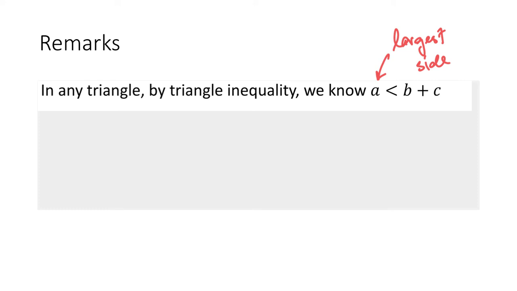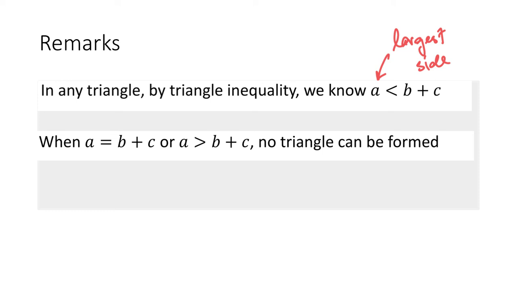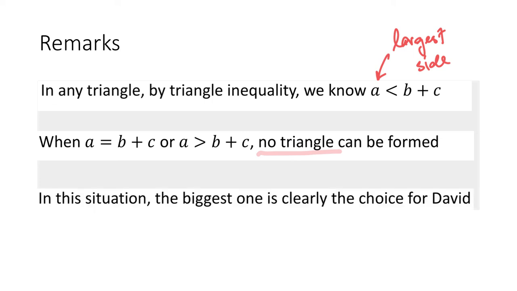So, when the larger side is equal to or greater than the sum of the two other sides, that is, A equals B plus C or A is greater than B plus C, no triangle can be formed. In this situation, what should David do? He should take the biggest one, right? I leave this part for you to explain.